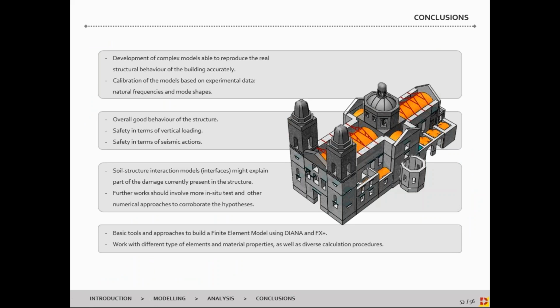So finally, we get to the conclusions. So what have we learned? We have seen different approaches and techniques to create and analyze a finite element model. We were able to calibrate the model, so now we have models which are representative of the real behavior of the structure and can be used for later analysis. We have checked the safety condition of the structure with different scenarios, and it shows overall good behavior. In any case, we can always do better and more.